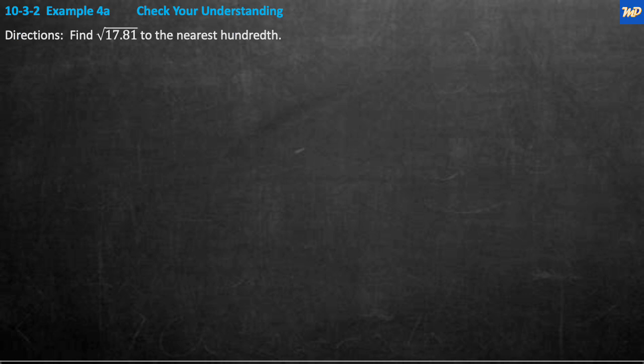Okay, example 4. I have a 4a here, but it's 4. Check your understanding. Go ahead, pause the video, give it a shot. Plug that into your calculator and see what you come up with, and round it to the nearest 100th. Okay, I'm sure you've stopped and you've returned. So what is the square root of 17.81 to the nearest 100th?